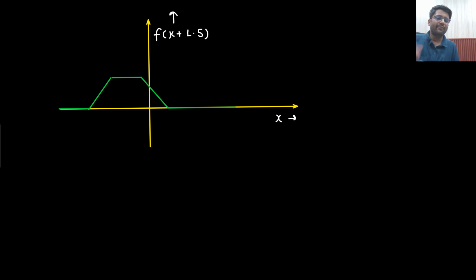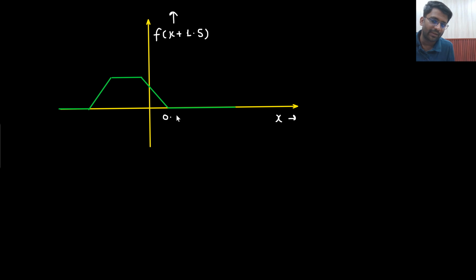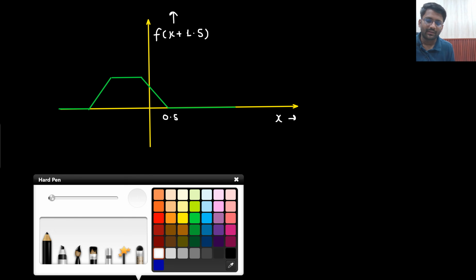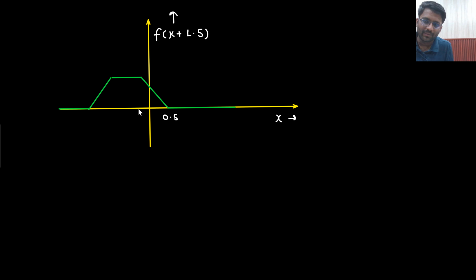So the graph will be shifted by 1.5 towards the left hand side. So 2 will become plus 0.5, because 2 minus 1.5. It is shifted by 1.5, right? So this will become 0.5. Now this value was 1. So 1 will become minus 0.5. Minus 0.5 or minus 1 by 2, you can say.